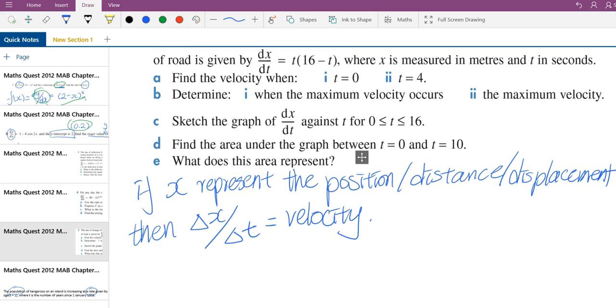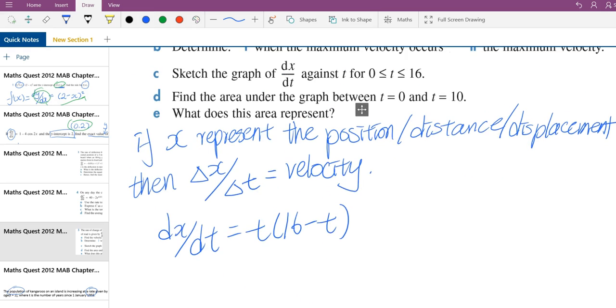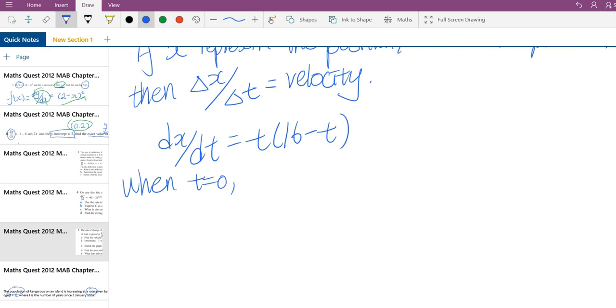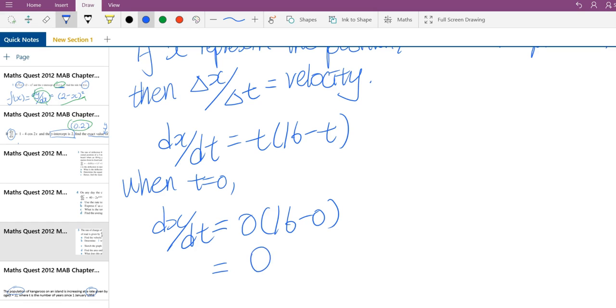All right, having that cleared. The first one: find the velocity when t equals 0 and t equals 4. Well, that's easy. The velocity function is just right before us, so dx/dt is equal to t(16 - t). The first one is t = 0, so the velocity dx/dt equals 0 times (16 - 0), which gives you 0 in total.